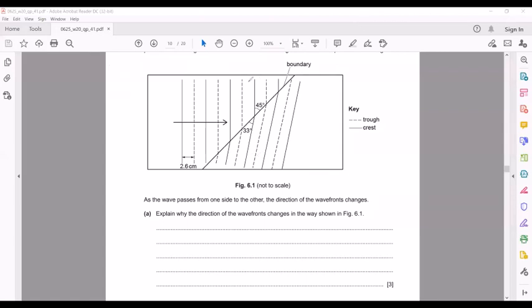So how to write the answer? You will mention that in the top region the wave is traveling faster, and in the bottom region the wave is traveling slower. The change in direction is caused by the change in speed, due to the difference in the density of the two mediums.